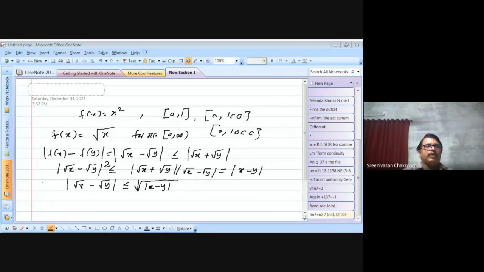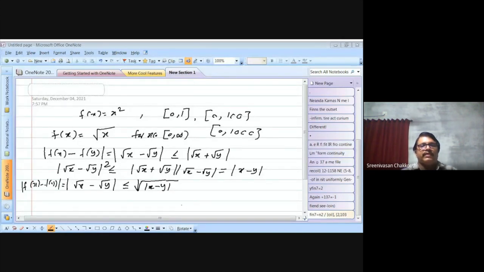So on the left hand side, you have modulus of f of x minus f of y, which is less than or equal to square root of mod x minus y. So for what delta do we get mod f of x minus f of y less than epsilon whenever mod x minus y is less than delta? We should get this thing less than epsilon, right? So it is ideal to choose delta equal to epsilon squared.